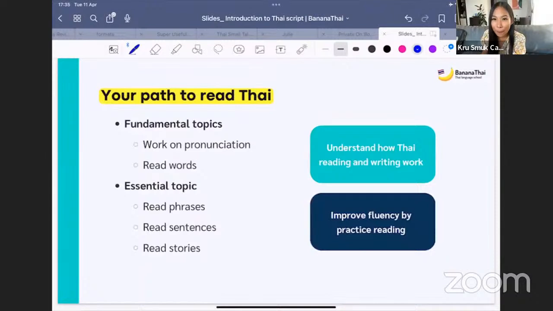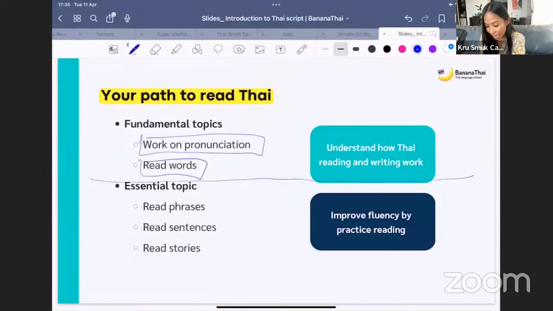First one, fundamental topics: you will be able to read words and work on your pronunciation. This is the only time you will be able to focus on your pronunciation of the consonant sound and the vowel sound. So work on your pronunciation. You read words, you understand how Thai reading and writing work, and then come to the next step. You read phrases, you read sentences, and then you read a story. So first, understand, and second, work on your fluency by practicing reading.